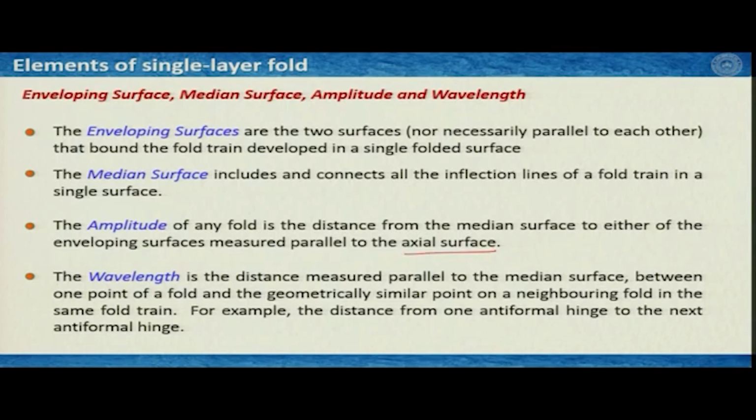The wavelength is the distance measured parallel to the median surface between one point of a fold and a geometrically similar point on the neighboring fold in the same fold train. So, if I take the hinge point in an antiformal hinge, then I have to take the hinge point of another antiformal hinge which is next to the hinge we have selected. So, the distance between these two is wavelength. Let us have a look in a better way.